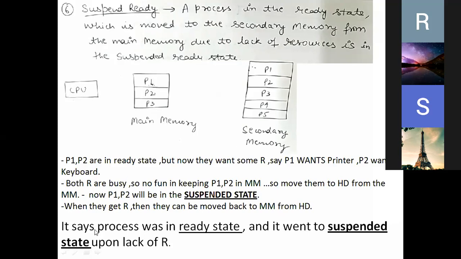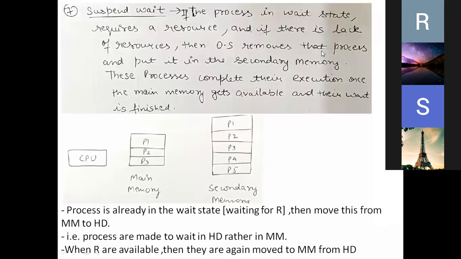It says the process was in the ready state earlier and it went to the suspended state. Why? Because those processes had some shortage of resources. So due to the lack of resources, the processes which were in the ready state, in the main memory, were suspended. Because they were in need of some resources, we have suspended those processes. Hence, now they are residing in the secondary memory or the hard disk.